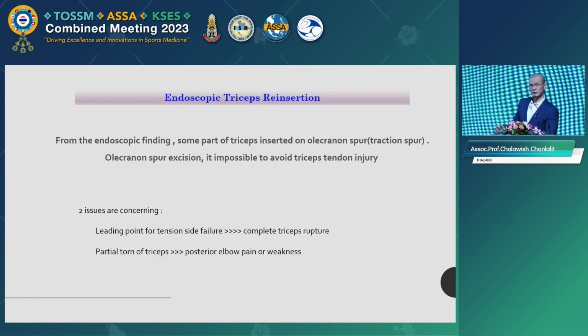So in this case, I did an arthroscopic osteocapsular arthroplasty. And the concern, because I'm learning, is that we have a lesson from the past two cases. So we removed the olecranon spur endoscopically again, but we added another treatment.